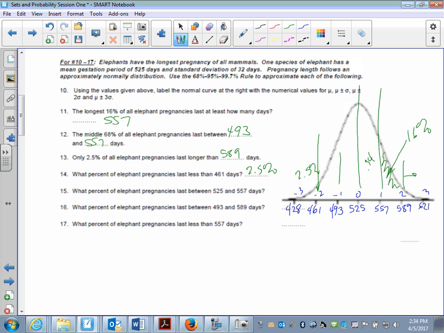What percent of elephant pregnancies last between 525 days and 557 days? That is 0.34 or 34%. What percent of elephant pregnancies last between 493 and 589?